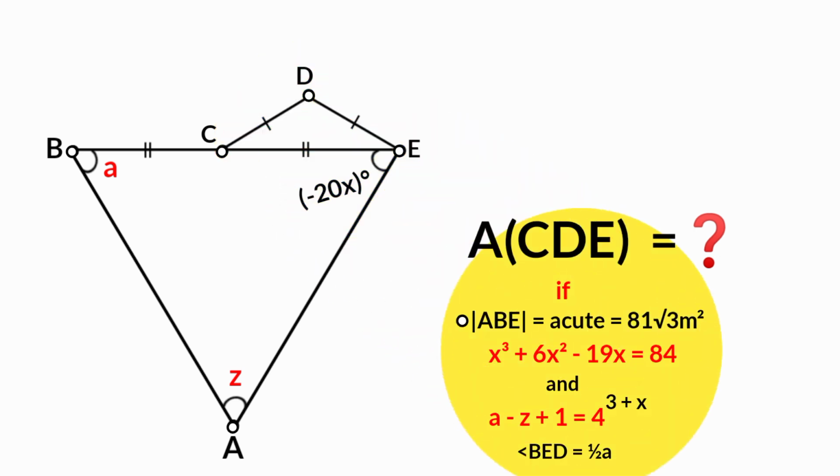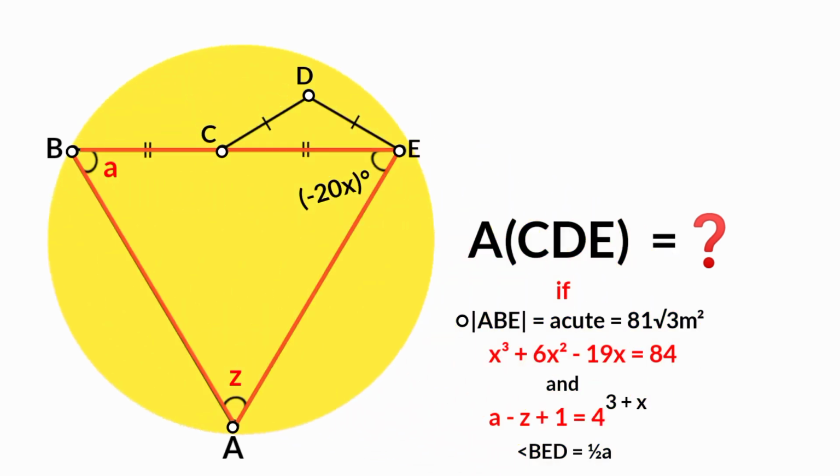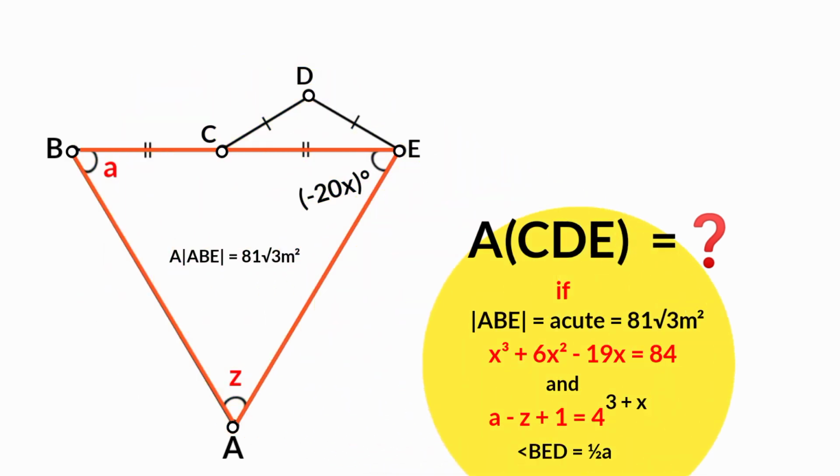They said triangle ABE is an acute triangle and its area is 81 root 3 meters squared. That is saying this triangle ABE is an acute triangle and has its area to be 81 root 3 meters squared. Here x cubed plus 6x squared minus 19x equal to 84 and a minus z plus 1 equal to 4 raised to power 3 plus x.